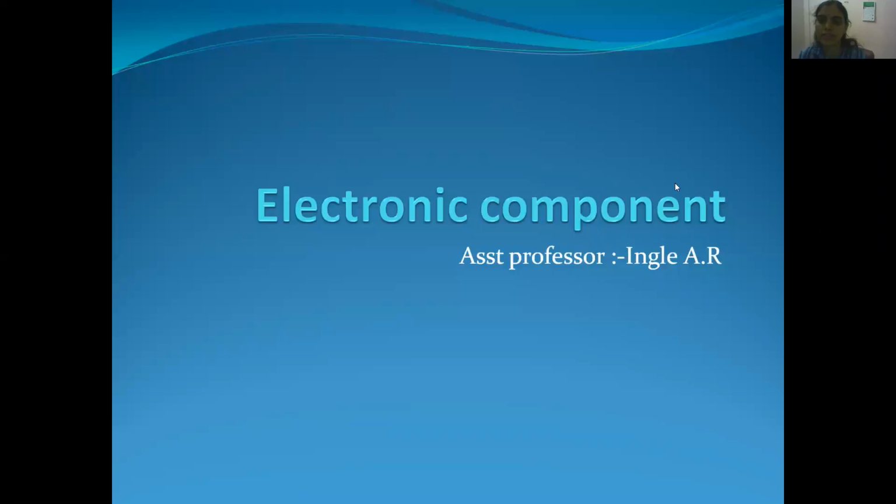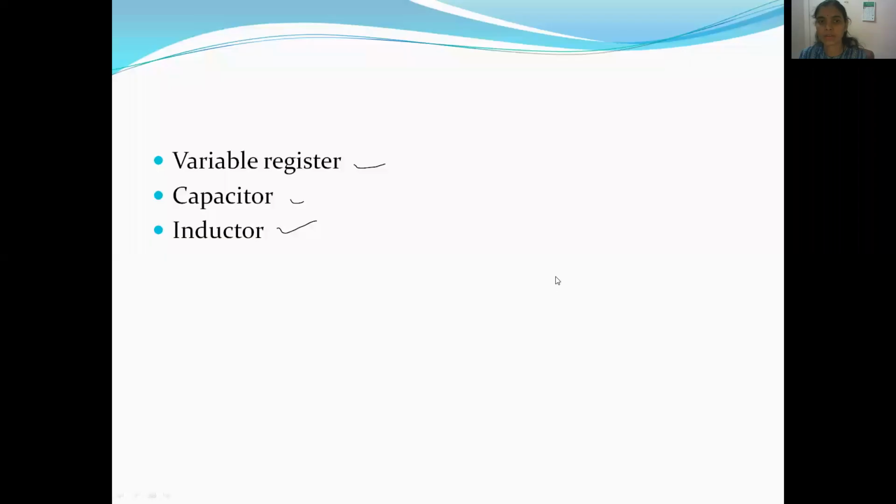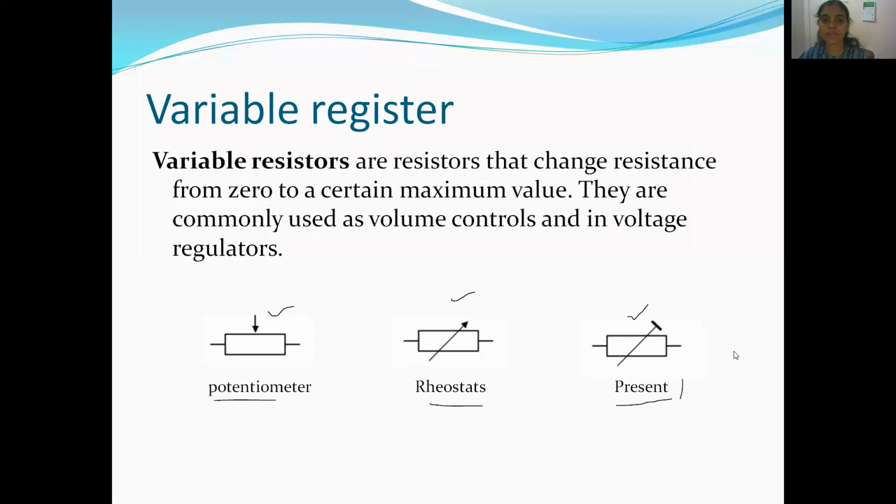Welcome students. In this lecture, we see the variable resistor, capacitor and inductor. In the previous lecture, we studied fixed resistors. First, variable resistor. Variable resistors are resistors that change resistance from 0 to a certain maximum value. They are commonly used as a volume control and in voltage regulators.